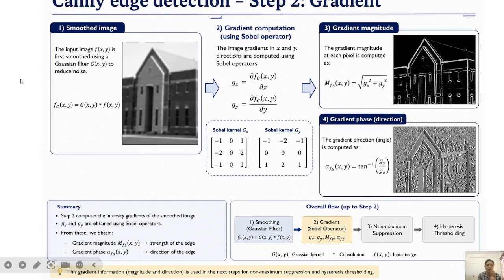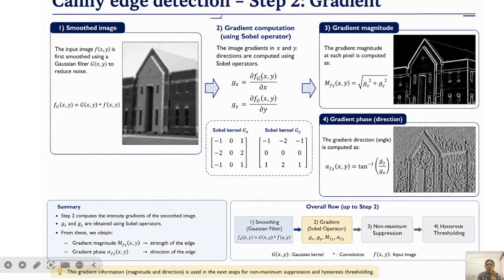So how do we find the Gaussian smoothing? f_g(x,y) is equal to G(x,y) convolved with f(x,y), where G(x,y) is your Gaussian filter. And after that, you have to find the gradient operator. In Canny edge detection we are using the Sobel operator. So your Sobel operators gx and gy are given over here.